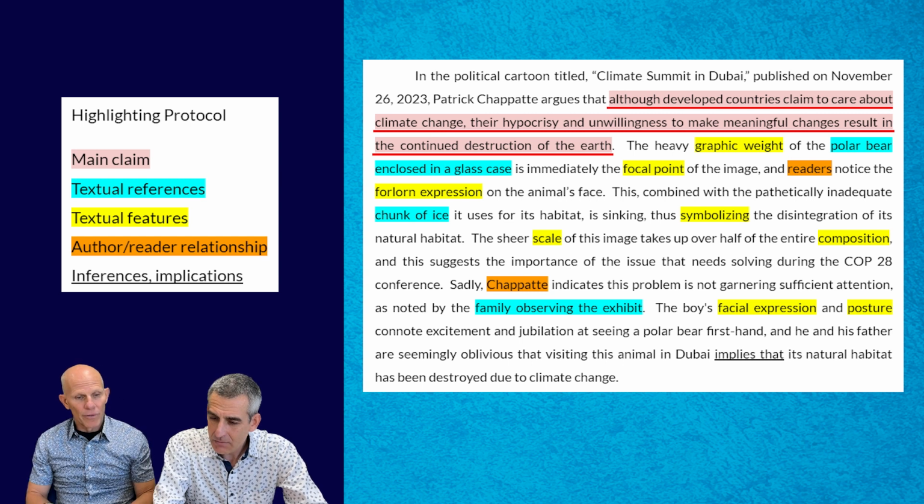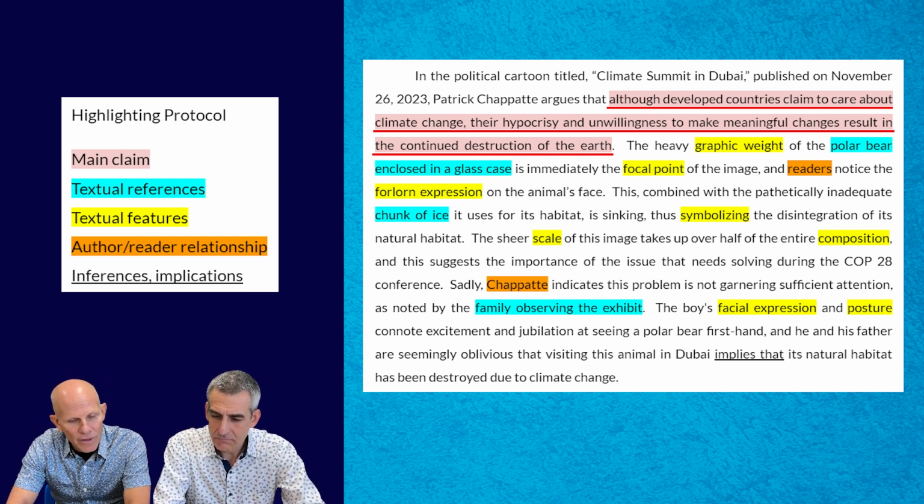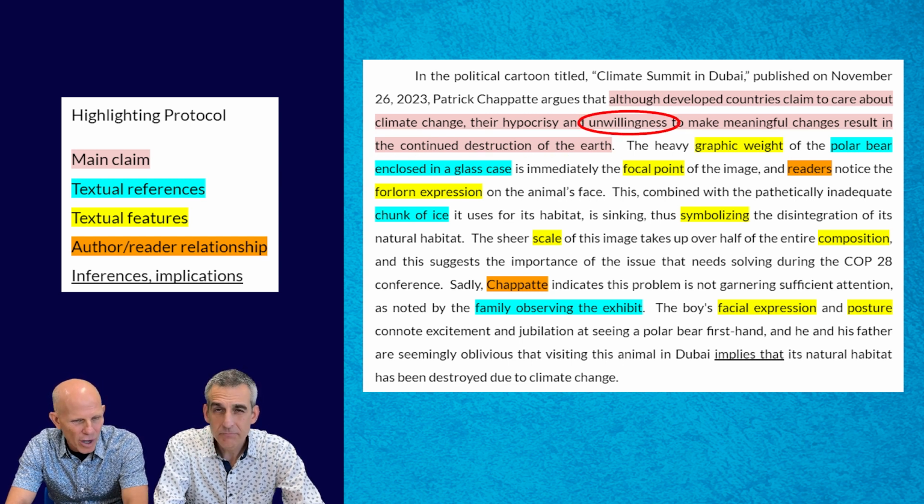Yeah, I mean, they're really thinking about that idea of these developing countries claiming that they care about climate change, but actually there's a lot of hypocrisy. And there's an unwillingness. I like the word unwillingness to make meaningful changes. And that's a strong argument he's trying to make. And he makes that repeatedly in a lot of his cartoons.